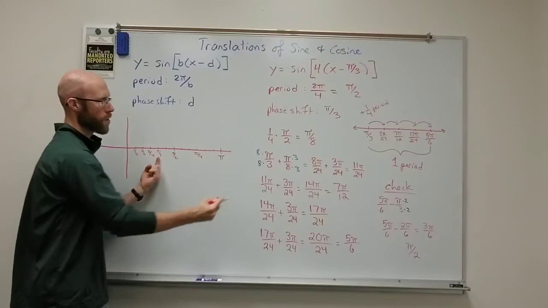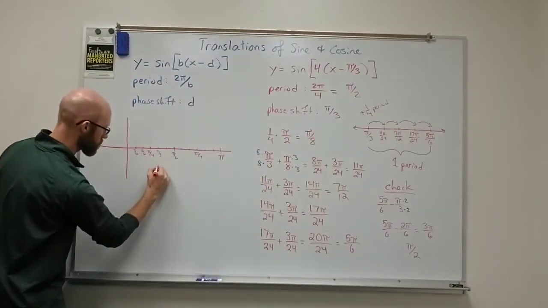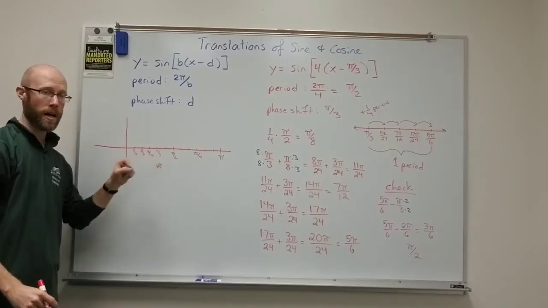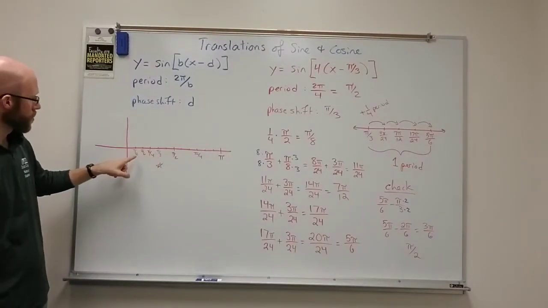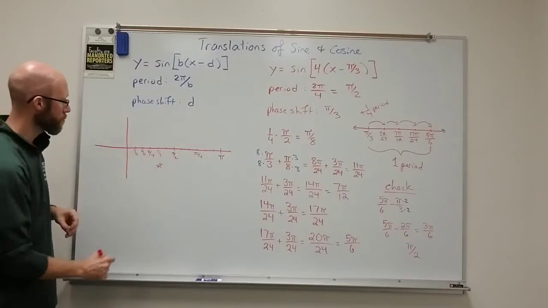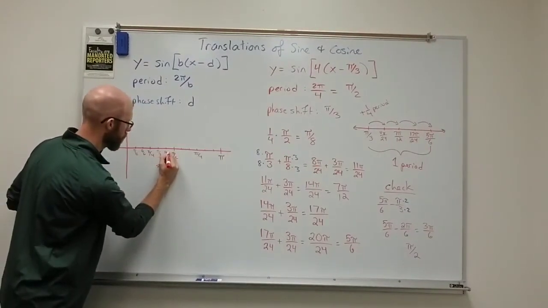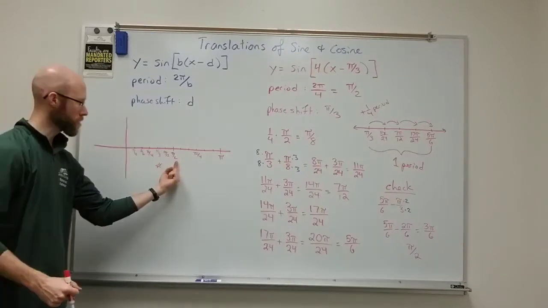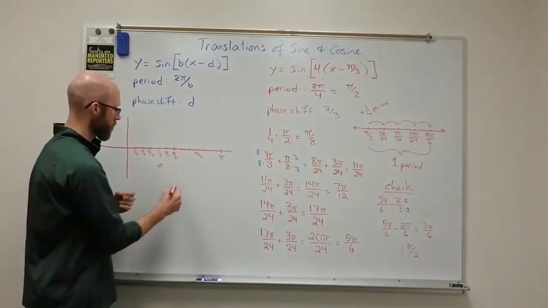Well, I already know that that's my first endpoint, so just for my own reference, I'm going to put a star there. I want to make sure I keep pi over 3 in mind. So that's 1, 2, 3, 4. Then I get 5 pi over 12. 6 pi over 12 is the same as pi over 2. That reduces. Then we get 7 pi over 12.